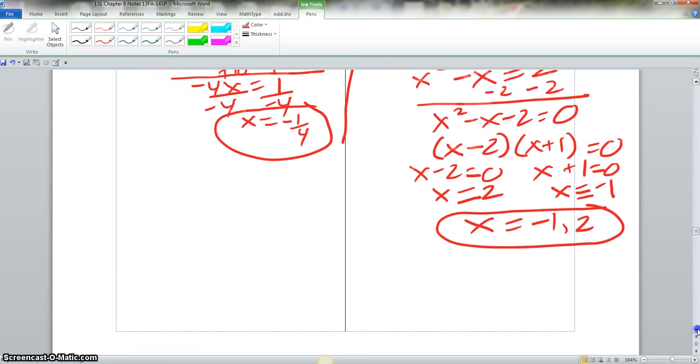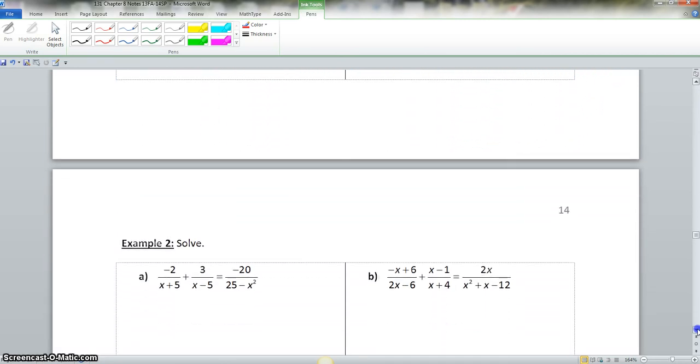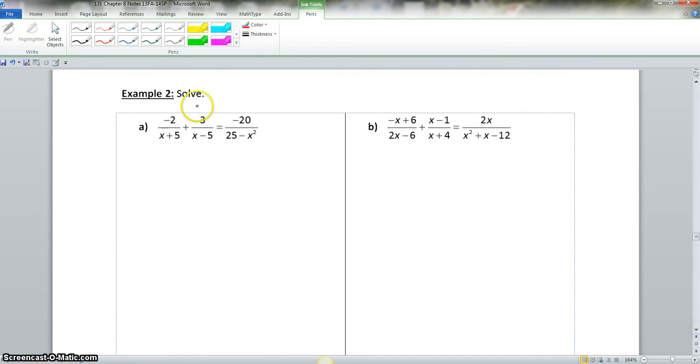Okay, now we scroll on to the next page. It says solve. Now we have negative 2 over x plus 5, plus 3 over x minus 5 equals negative 20 all over 25 minus x squared. Now let's do something with this 25 minus x squared.